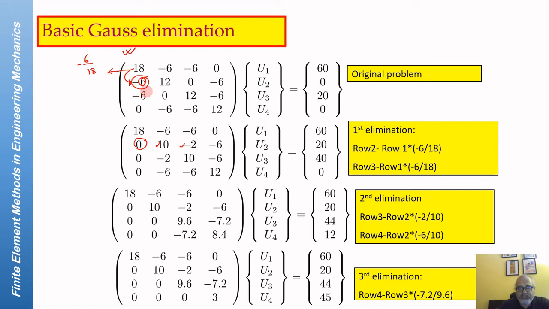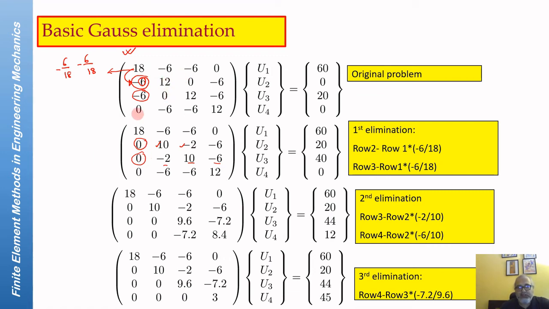Then we go to the third row and multiply this by, again, minus 6 by 18. The third row, 3 1, is also minus 6. Divide by 1 1 to get minus 6 by 18. Again subtract it from here. This will become 0. These will become something else. So this has become 0, and these will become whatever comes out by multiplying this by minus 6 by 18 and subtracting from here.